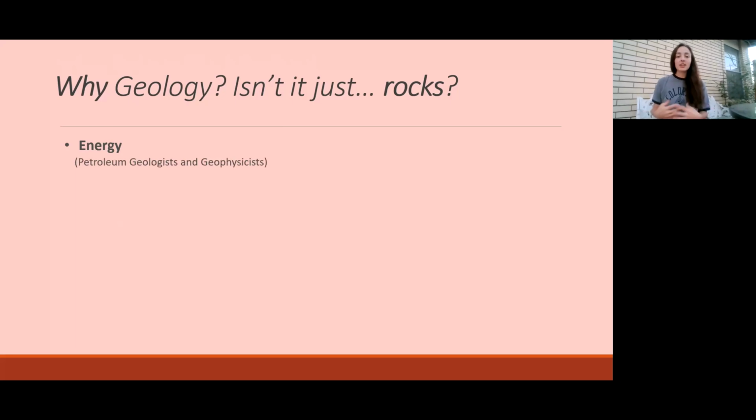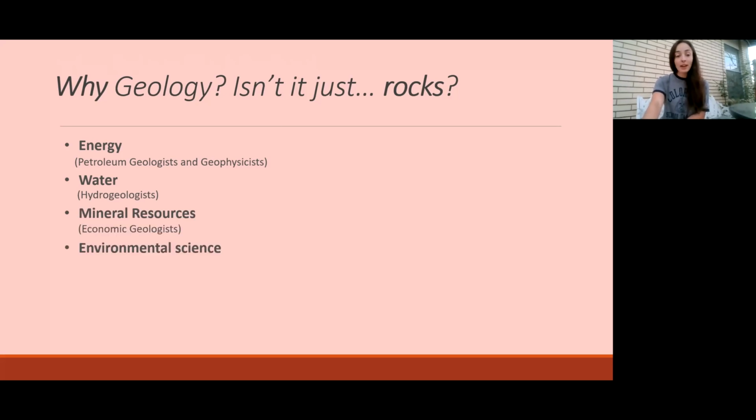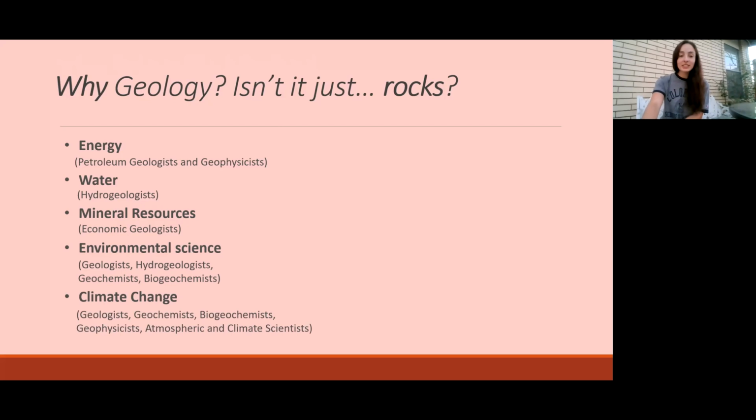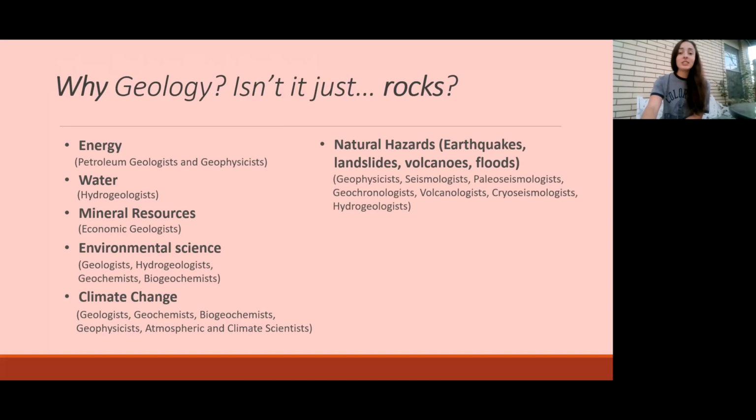That's where geologists come in. Another thing, water, hydrogeologists come in. Another thing, mineral resources, economic geologists come in. Environmental science, geologists, and a bunch of other geo-type scientists. Climate change, geologists and other geoscientists. Natural hazards, earthquakes, landslides, volcanoes, floods, geologists, seismologists, geochronologists, volcanologists, all these geoscientists. Nanotechnology, nanogeoscience. My actual doctoral advisor is a nanogeobiologist.